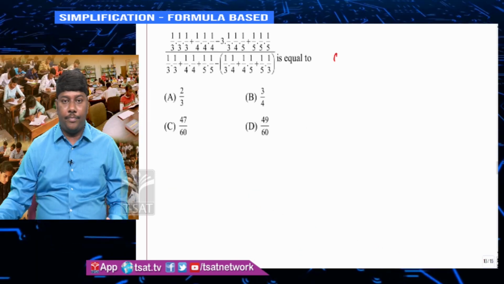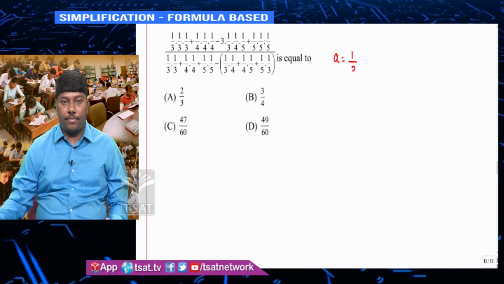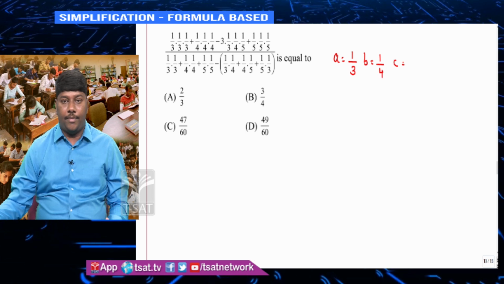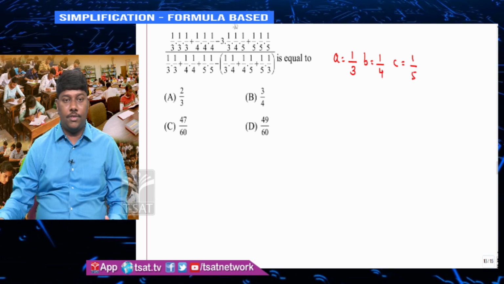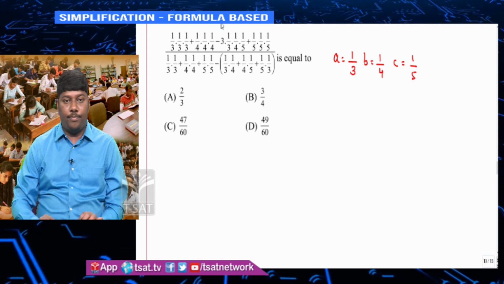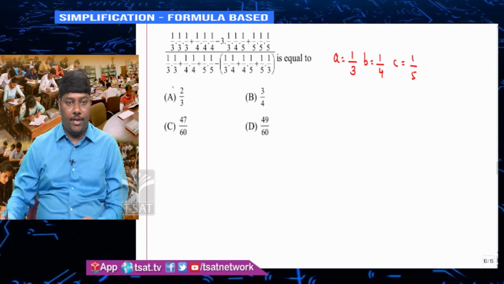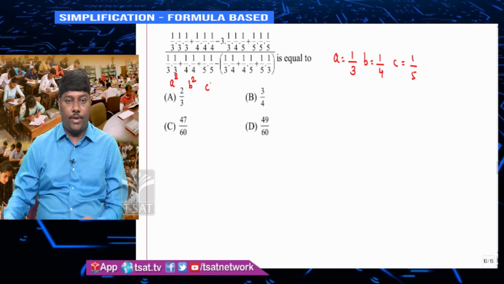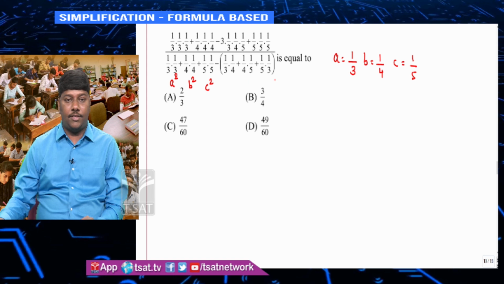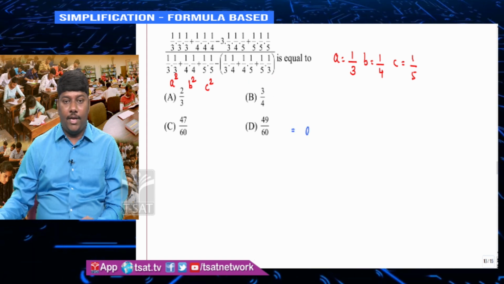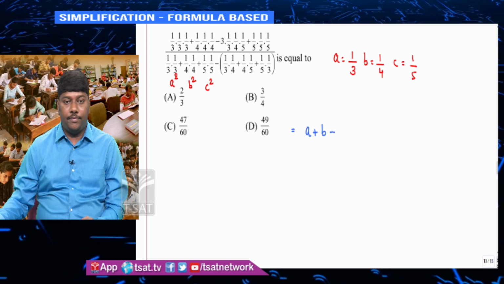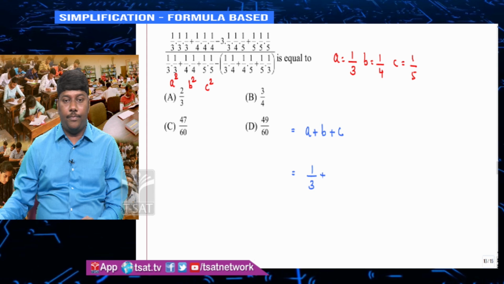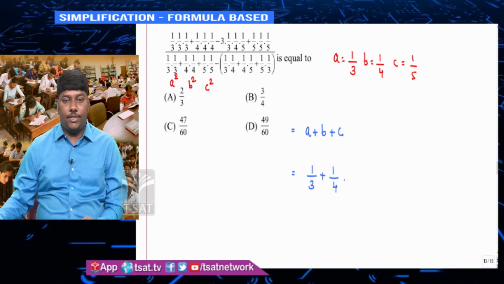A is 1 by 3, B is 1 by 4, C is 1 by 5. So the numerator becomes A cube plus B cube plus C cube minus 3ABC. In the denominator, this is A square, B square, C square, minus AB minus BC minus CA. Therefore, the formula gives A plus B plus C. Just now we have discussed it. Now, what is A? 1 by 3, B is 1 by 4, C is 1 by 5.